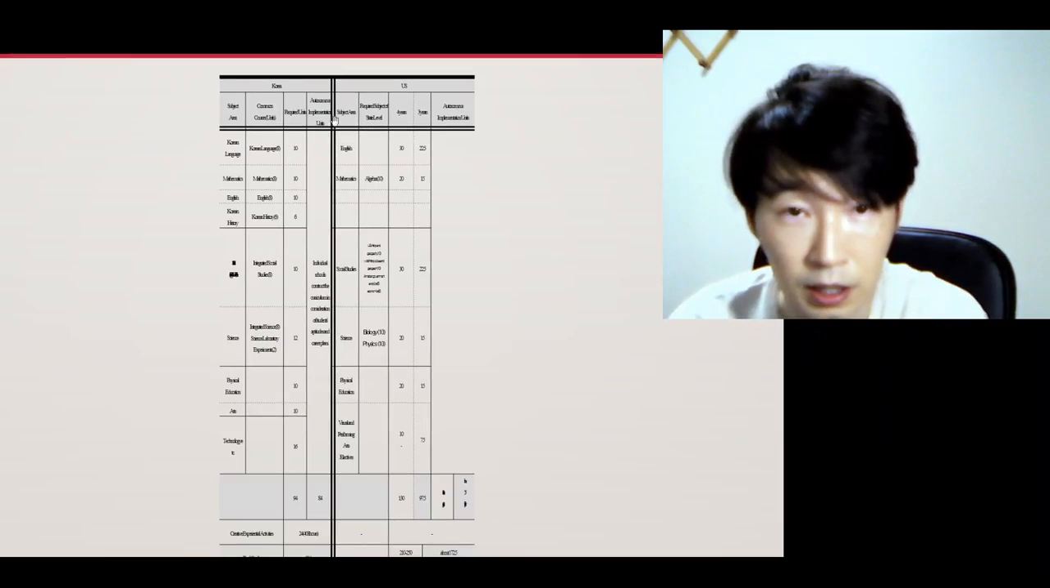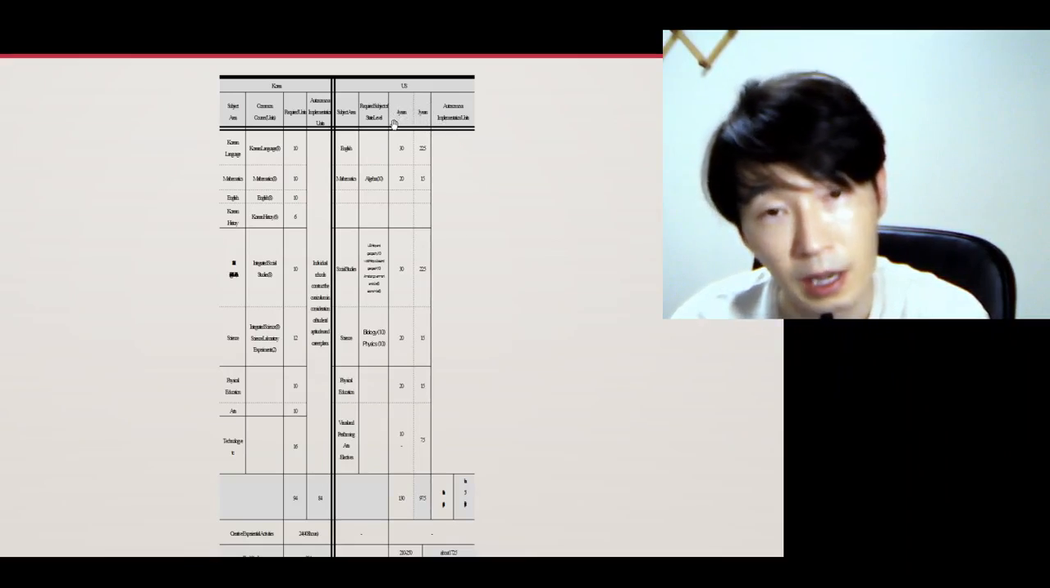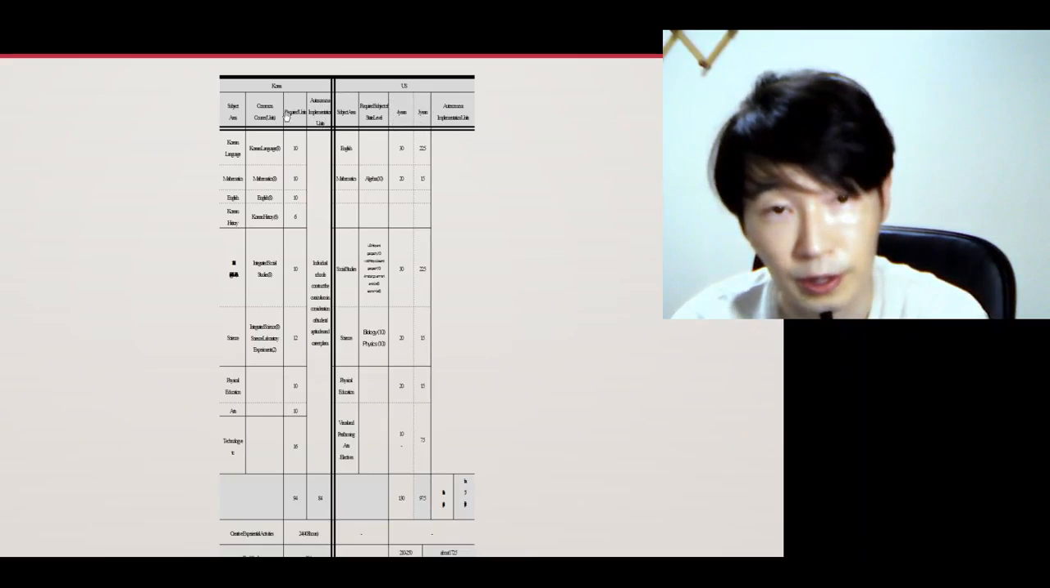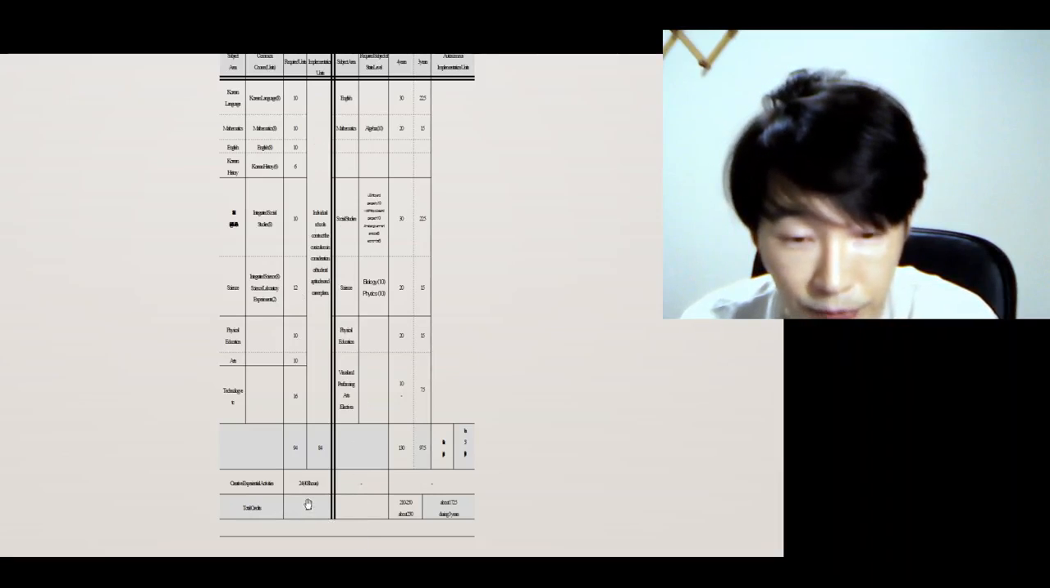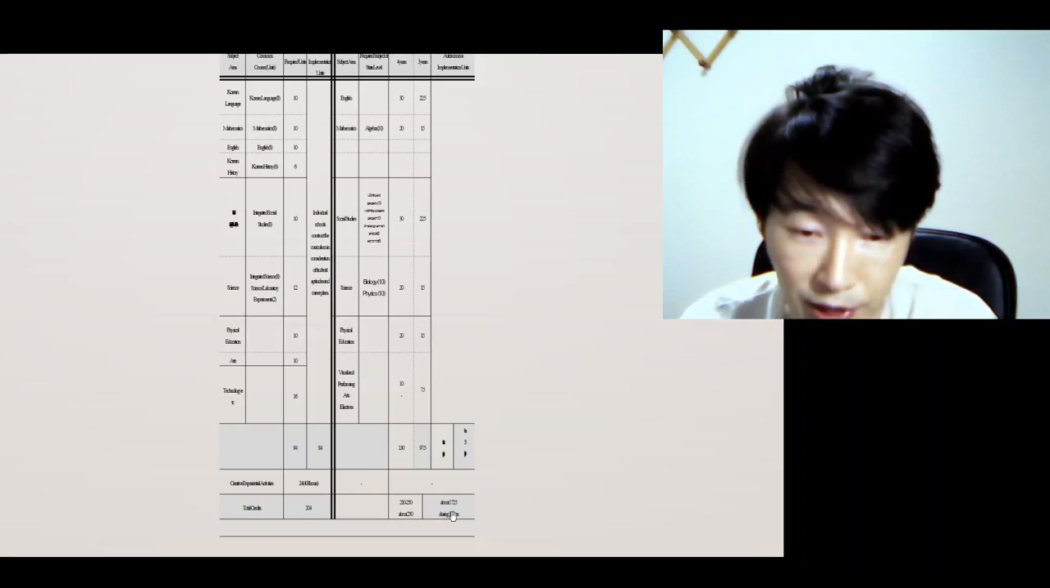So, US is 4 years for graduation, so I calculated for 3 years to compare this data. Let's see. Here's a total credits for graduation in Korea is 204, and near US 230 for 4 years. So if we calculate to 3 years, it's about 172.